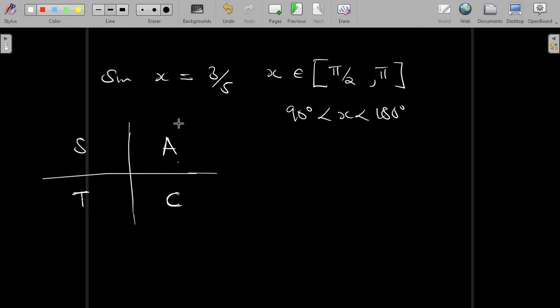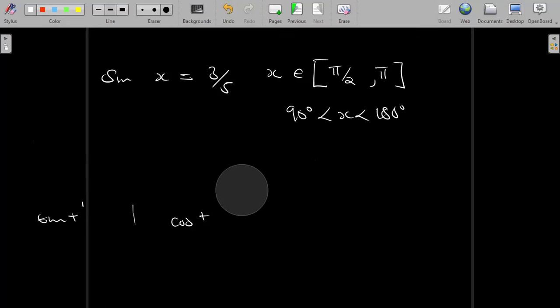So here you have only sine to be positive, the rest are negative. Here you have tan to be positive, the rest are negative. Here cos is positive. And you will notice even as we do this example why it's so.